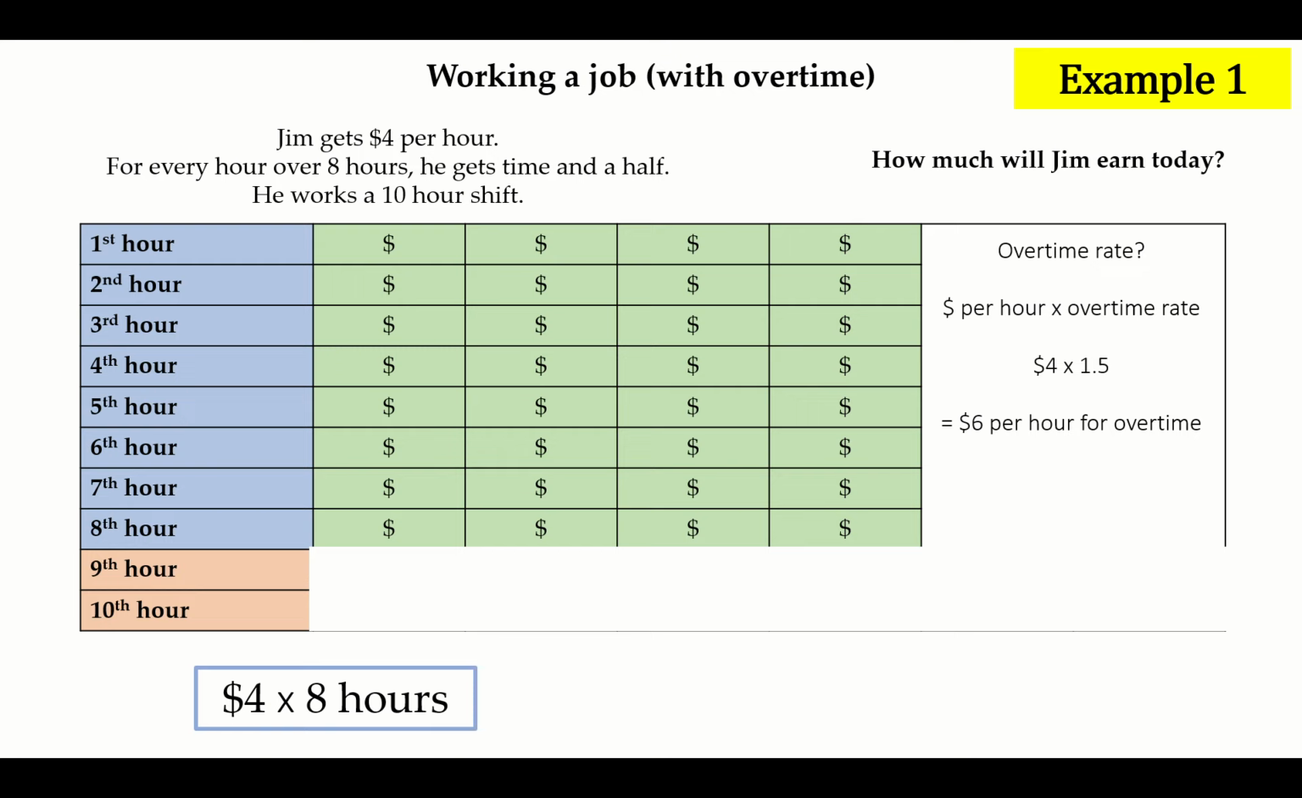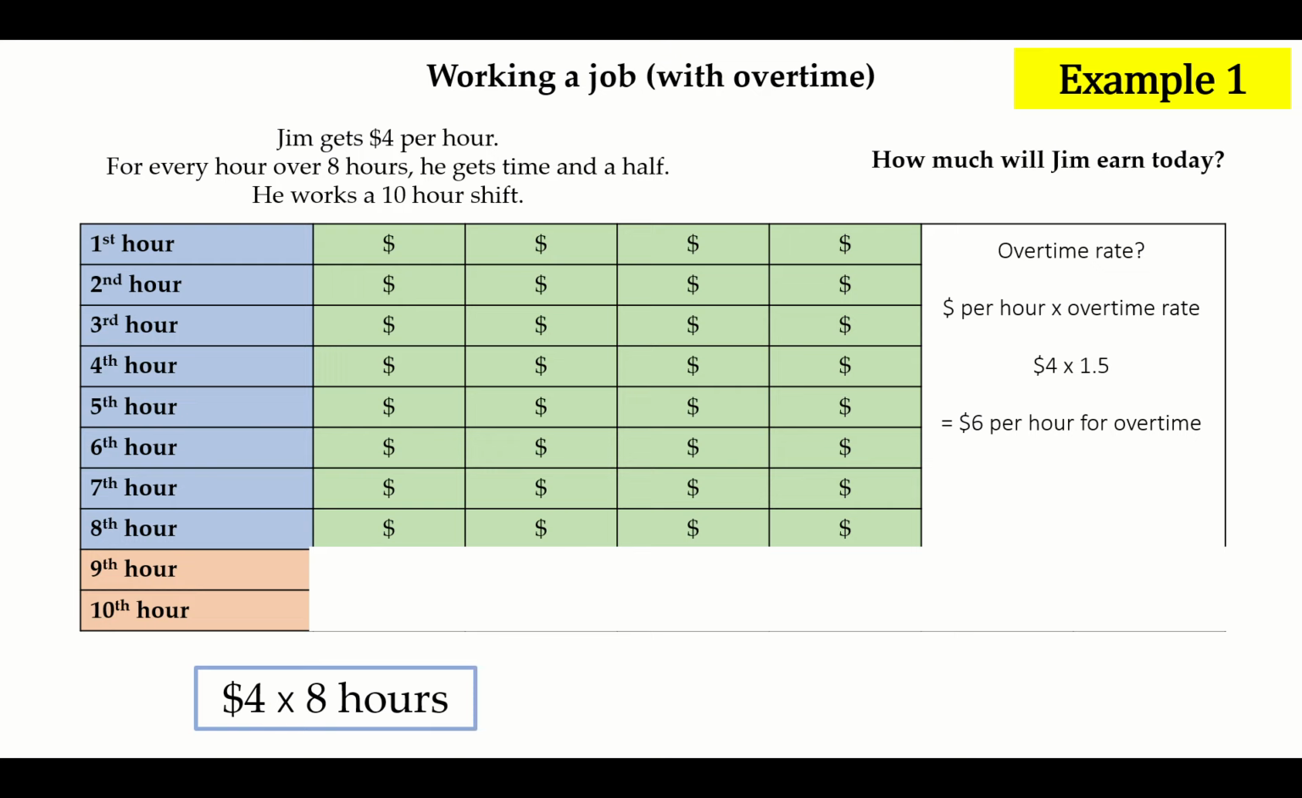So how much is he actually getting paid per hour for overtime? It says time and a half, but how many dollars per hour does he actually earn for overtime? The way we can figure that out is the dollars per hour times the overtime rate. This is quite an important formula. Overtime rate is just how much he gets paid for overtime.